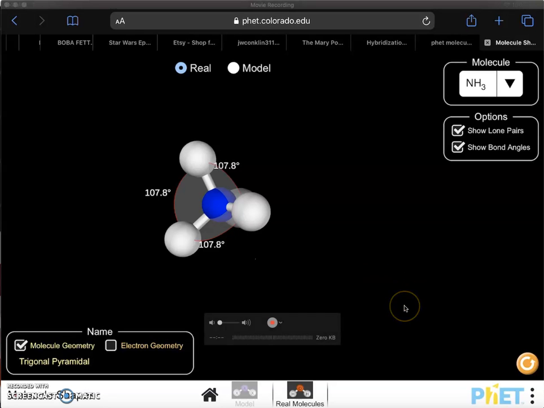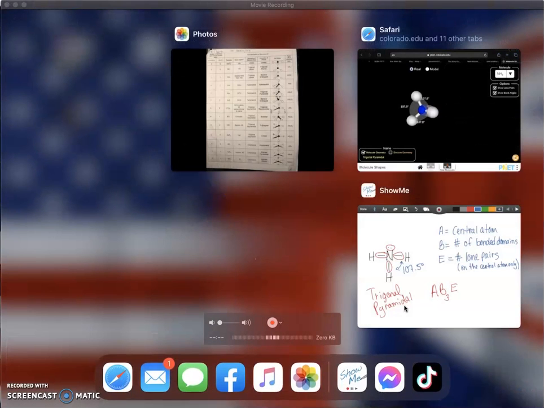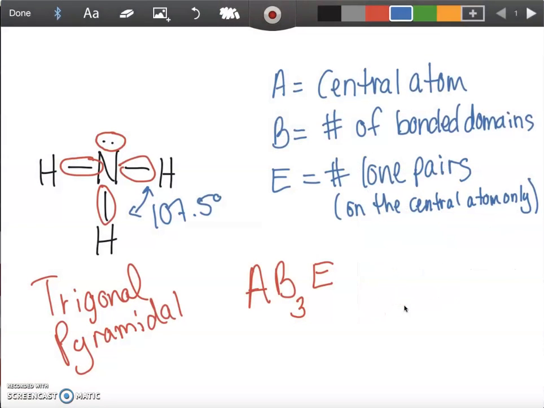Okay, ladies and gents, that is the basics of using VSEPR theory and type notation in order to determine the shapes of molecules and determine their molecular geometries. What I'm going to have you do now is work through a few sample problems coming up on the following slides, and then we will discuss this a little bit more in depth during our synchronous time.